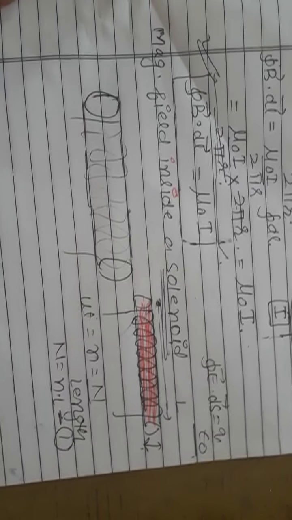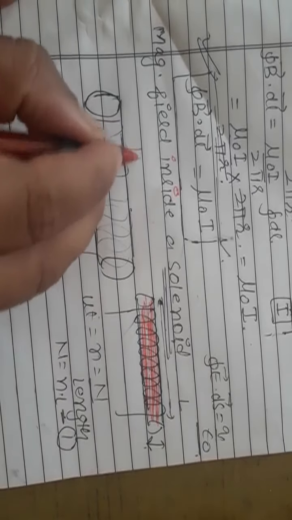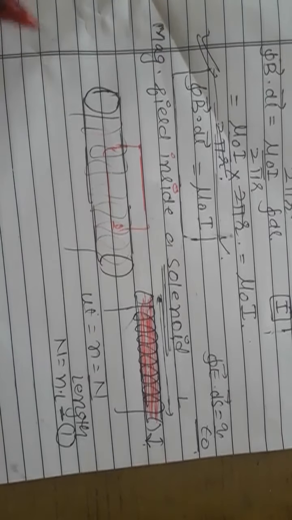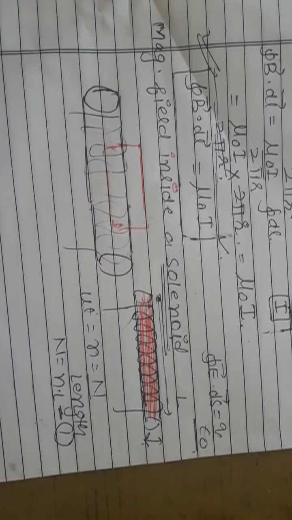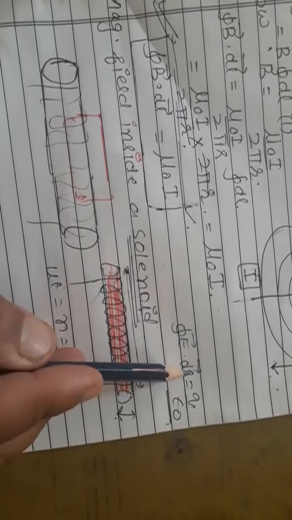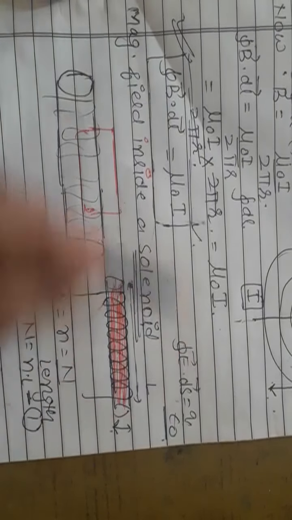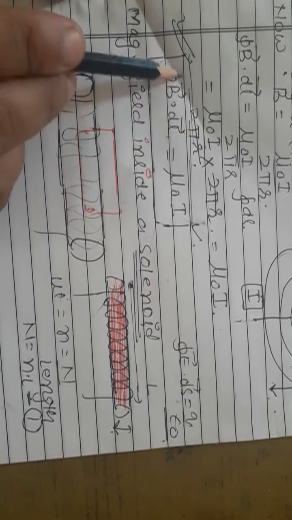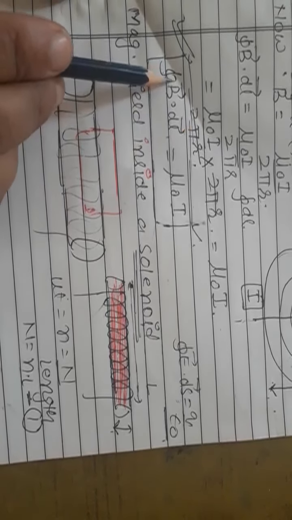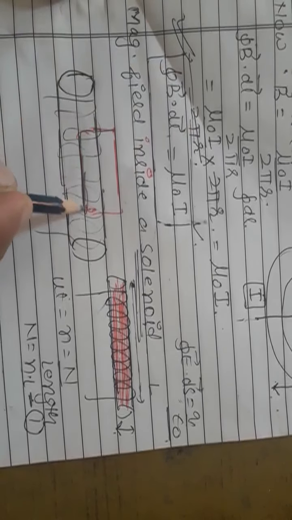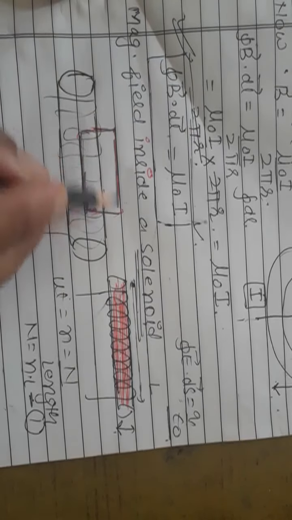To apply Ampere circuit law, I will consider a closed loop. Sometimes the question is asked, sir, what does this closed loop mean? You know that when you apply Gauss law, you consider a Gaussian surface. In a similar way, when I apply Ampere circuit law, I have to consider a closed loop. That loop is called the Amperian loop.